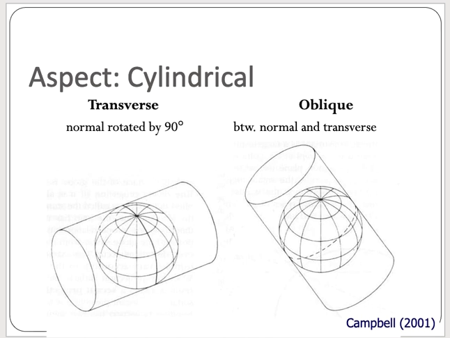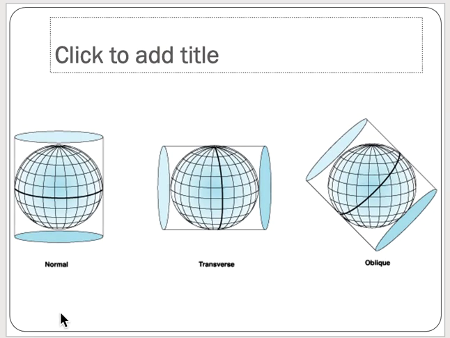And again, there are three different aspects, but here in this slide we are seeing transverse, which is normal rotated by 90 degrees, and then we have oblique, which is at an angle. Again, here we have normal, transverse, and oblique. So you can see that the orientation of the cylinder is different.